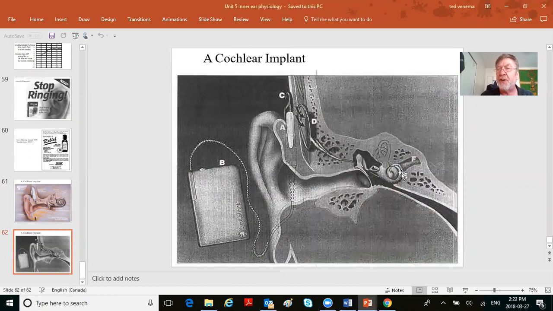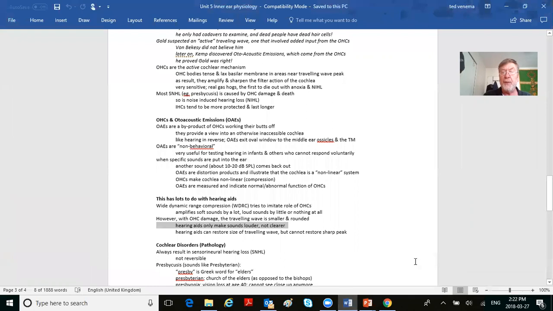Cochlear implants are not for those with mild to moderate loss. Cochlear implants are intended for people who are as deaf as a post and they have no hearing. So hearing aids aren't going to help. Cochlear implants can improve your hearing all the way up to about a 30 decibel hearing loss. It's quite amazing. Let's look at your notes now.